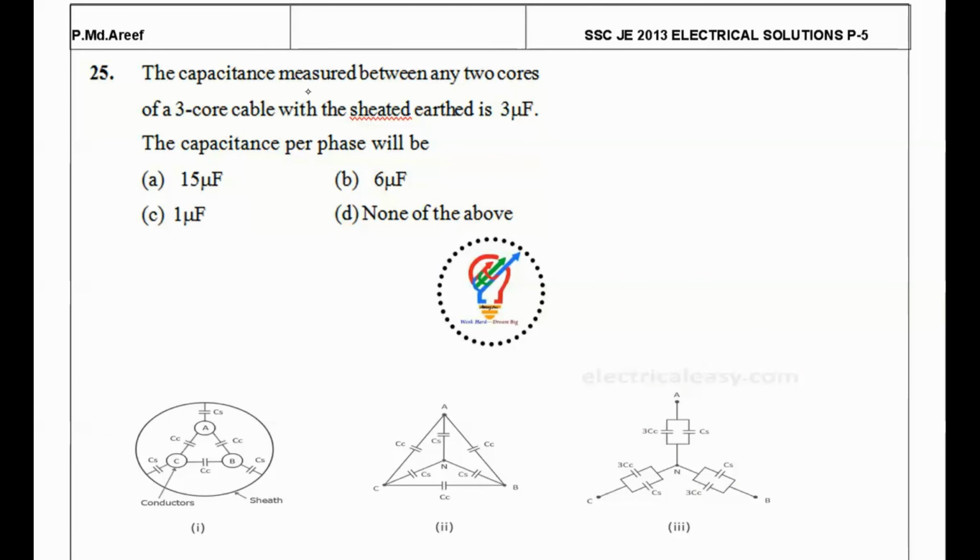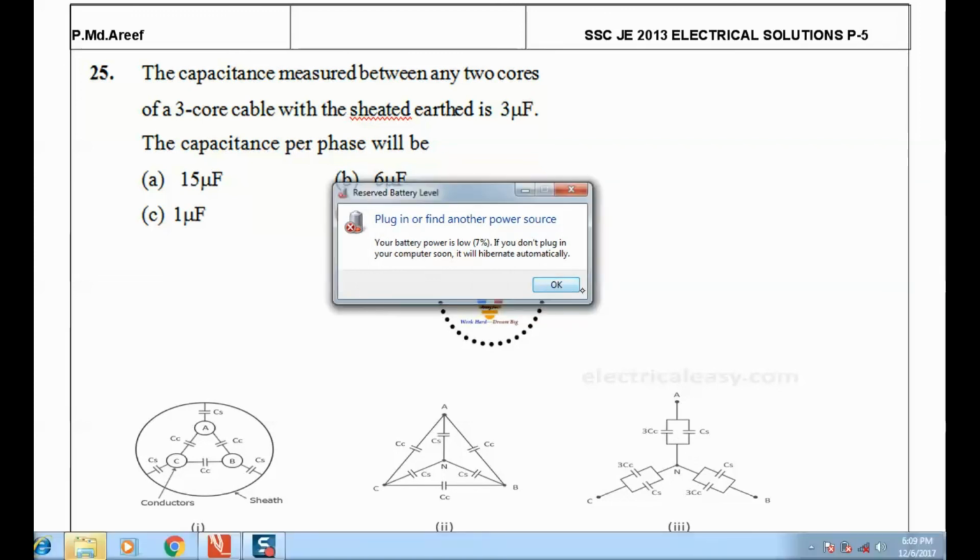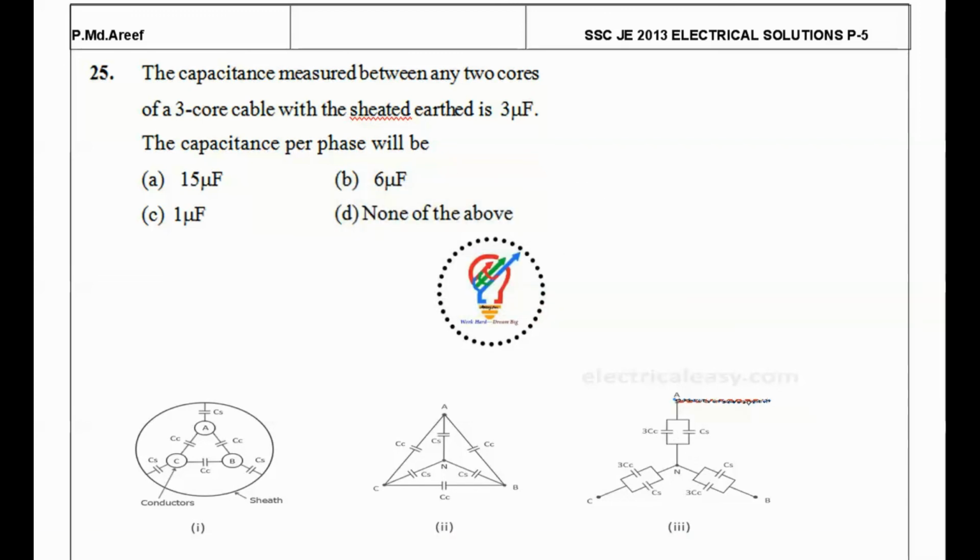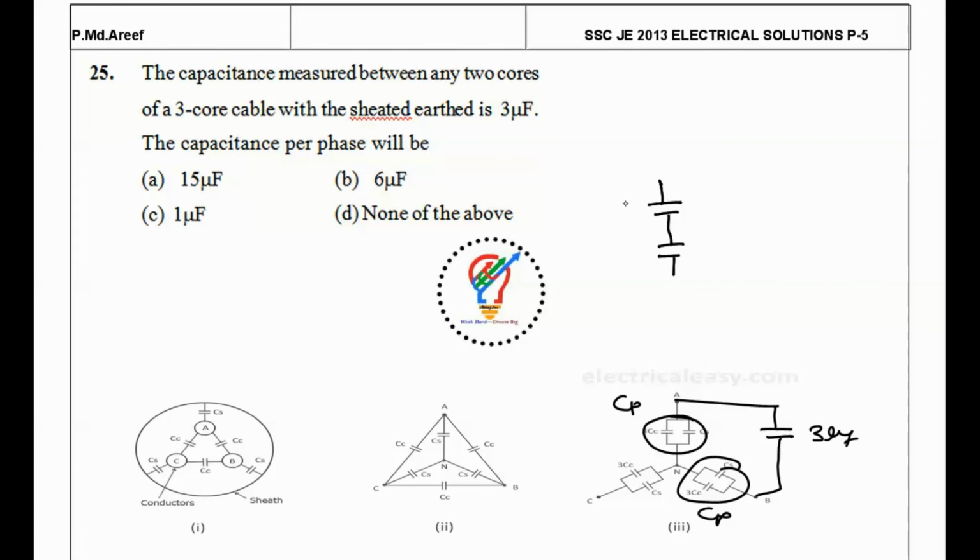Next question. The capacitance measured between any two cores of a 3-core cable with a sheath earthed is 3 microfarads. The capacitance per phase will be. So here we can see the equivalent circuit of a capacitor. Here we are measuring the capacitance between the two cores as 3 microfarads, and this is the capacitance per phase, and this is the capacitance per phase. So when the two capacitances, say Cp and Cp, are equivalent to 3 microfarads, it means each capacitance will have 6 microfarads.